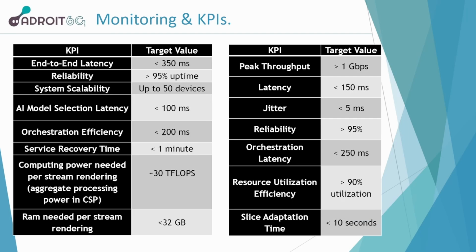Throughout the process, the system continuously monitors key performance indicators such as latency, throughput, and resource utilization. These metrics provide real-time feedback on system performance and ensure that quality of experience targets are maintained.